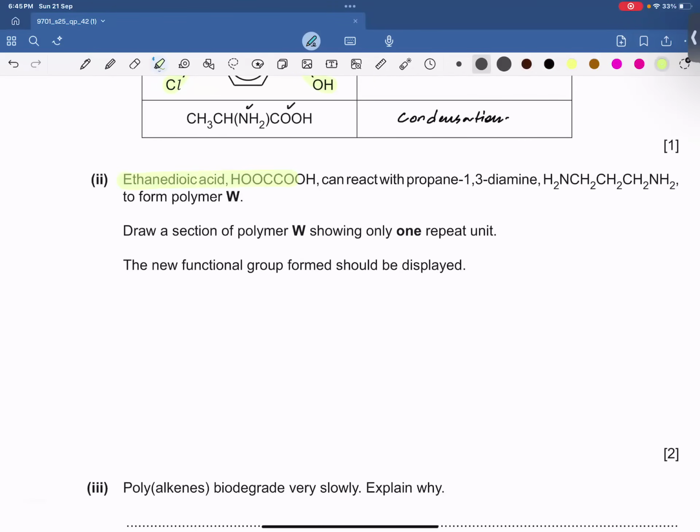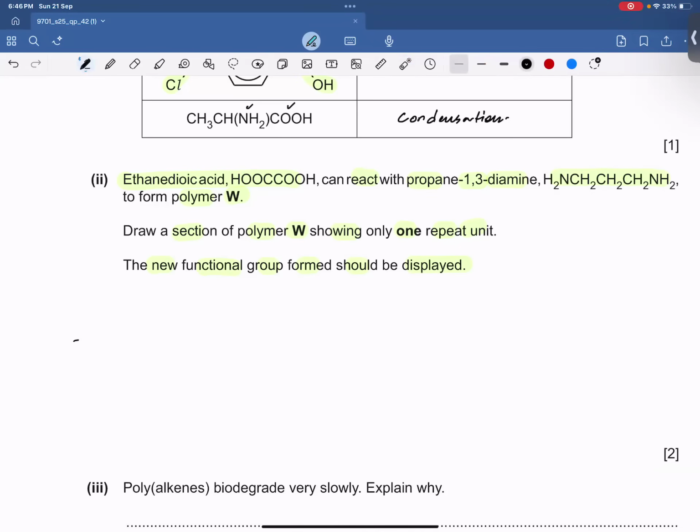Ethanedioic acid can react with propane-1,3-diamine to form a polymer W. Draw a section of polymer W showing one repeating unit only. The new functional group formed should be displayed, okay? So obviously from here OH is removed and from here H is removed. And as a result, water is produced, right? So if COOH gives OH during the reaction, this COOH also gives OH during the reaction.